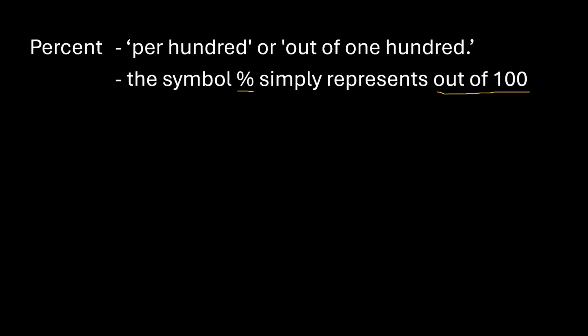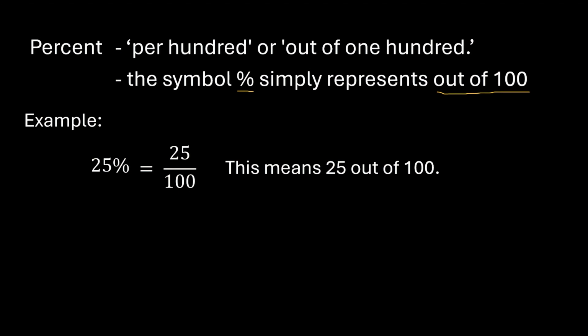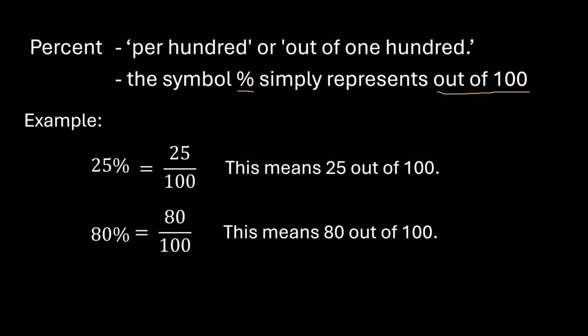Before we solve any examples, let's first understand what percent means. The word percent means per hundred, or out of 100. The symbol percent simply represents out of 100. For example, 25% equals 25 over 100. This means 25 out of 100. Likewise, 80% equals 80 over 100, which means 80 out of 100.